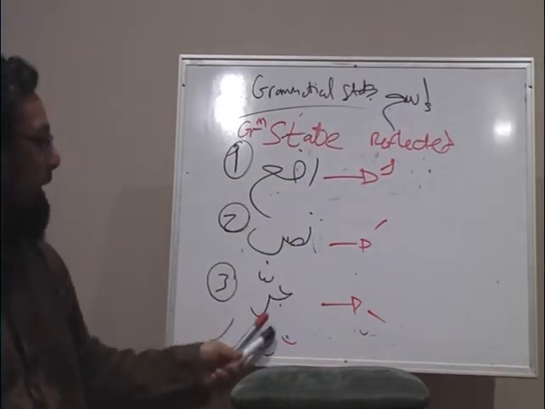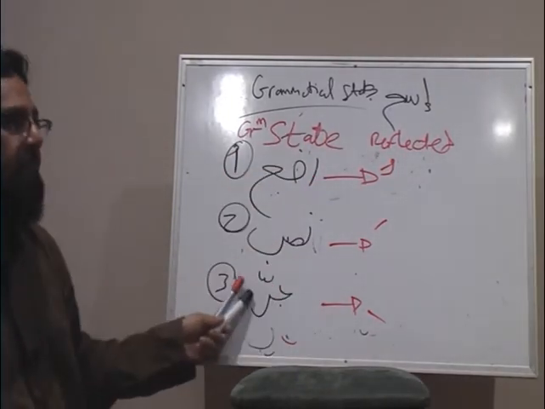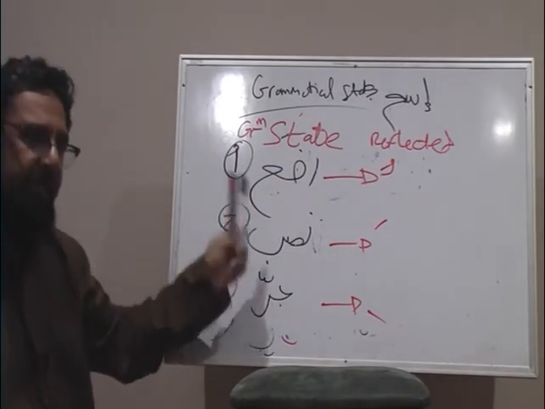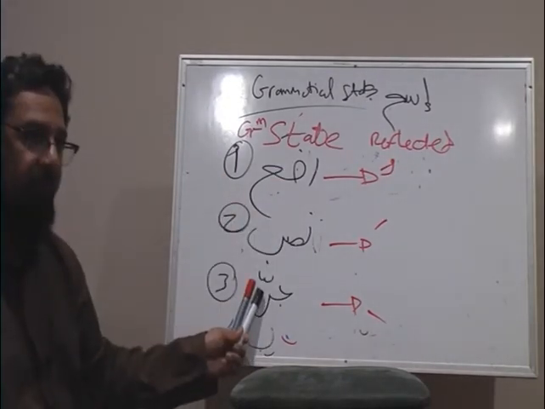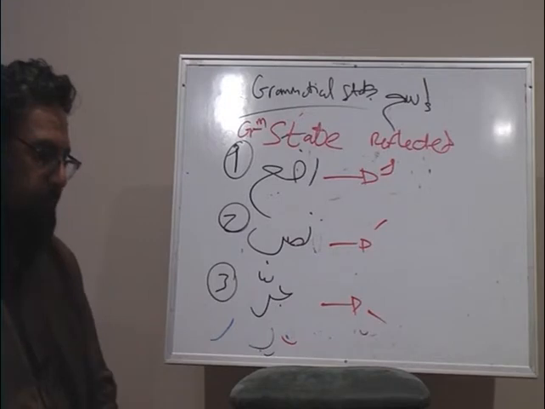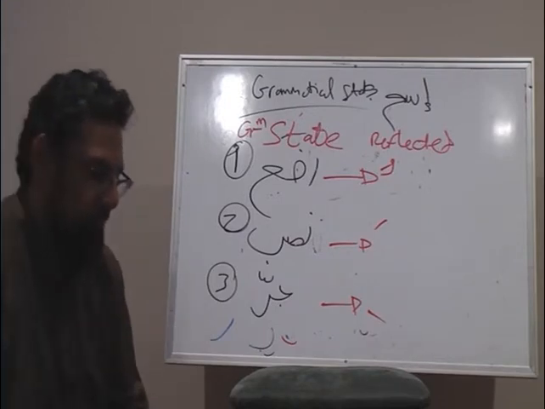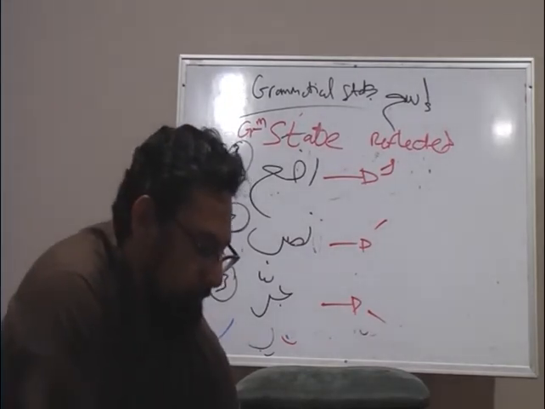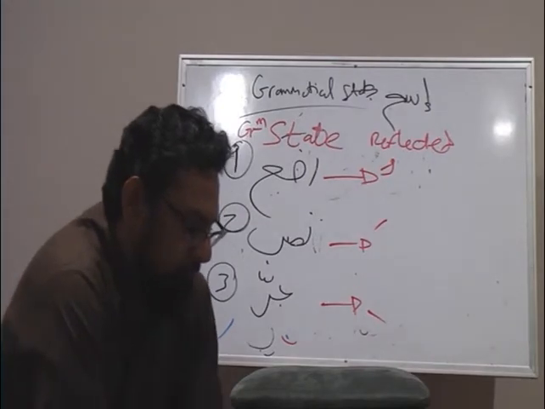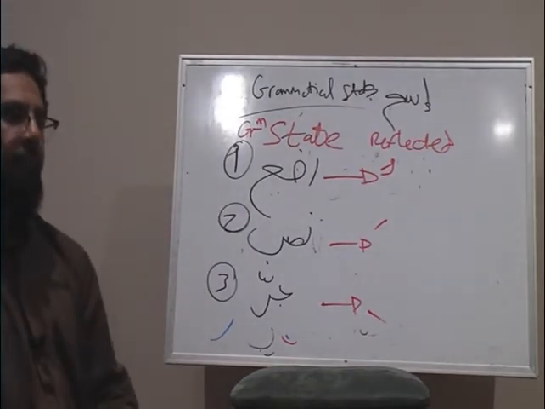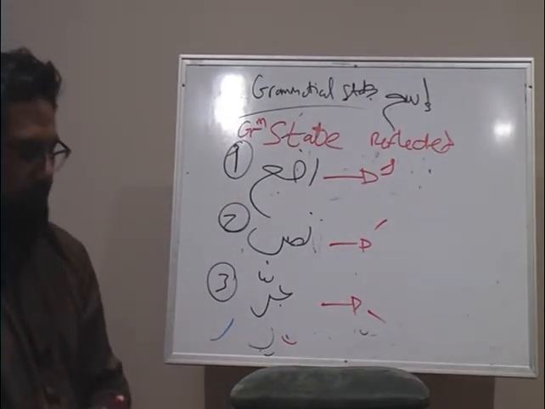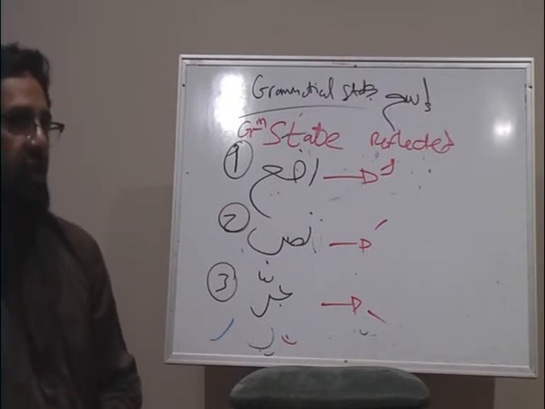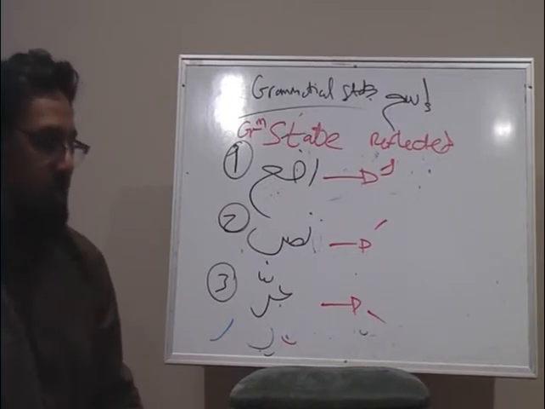This is the most important thing: what is the grammatical state I'm dealing with? Is it in rafa? Is it in nasab? Is it in jar? So rafa, once more, is the subject. And nasab is an object. I'm going to introduce to you another thing which I think you'll like.